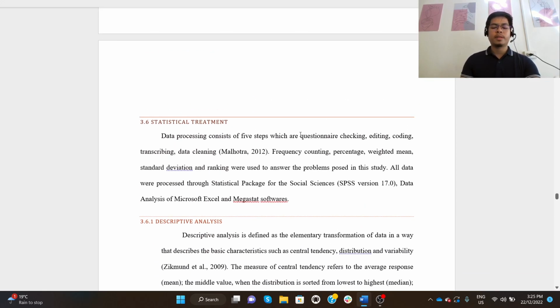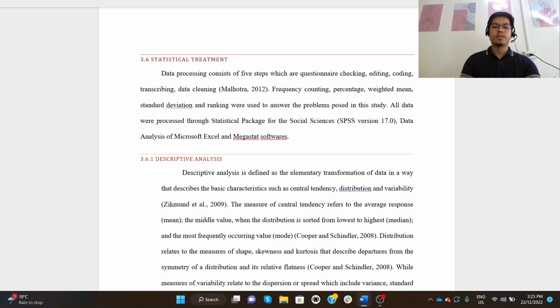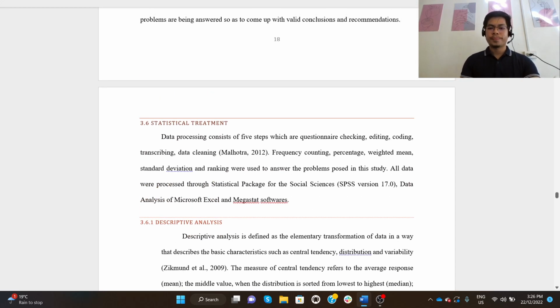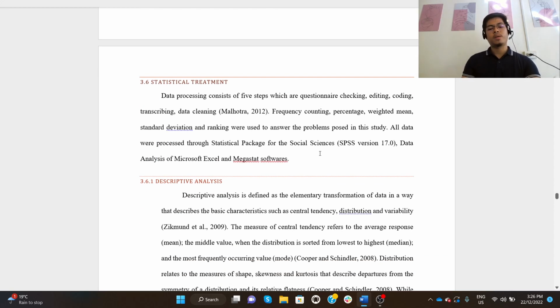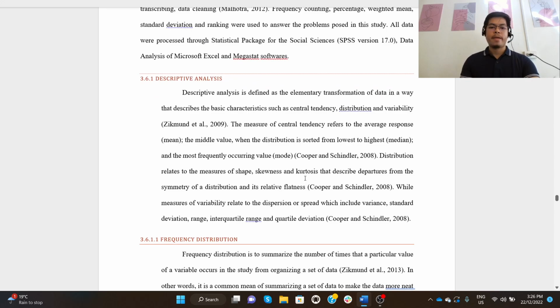Next, we have statistical treatment. Data processing consists of 5 steps, which are questionnaire checking, editing, coding, transcribing, and data cleaning, according to Malhotra 2012. Frequency counting, percentage, weighted mean, standard deviation, and ranking were used to answer the problems posed in the study. All data were processed through Statistical Package for Social Sciences or SPSS version 17.0, data analysis of Microsoft Excel and Megastat software. So we have the descriptive analysis.